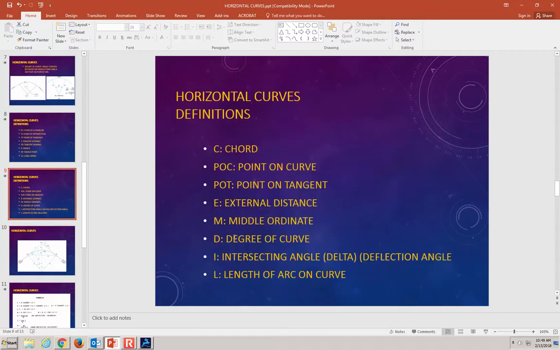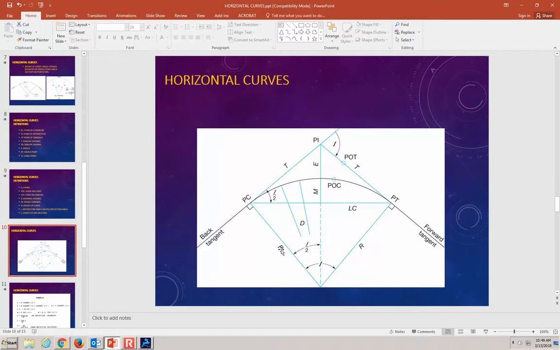What else do we have here? Degree of curve, we already talked about that. That's the distance subtended by 100 feet of arc, or that would be the angle, 100 feet of arc on the curve. So what it's showing here, it's normally set by D. So this would be 100 feet from here to here.